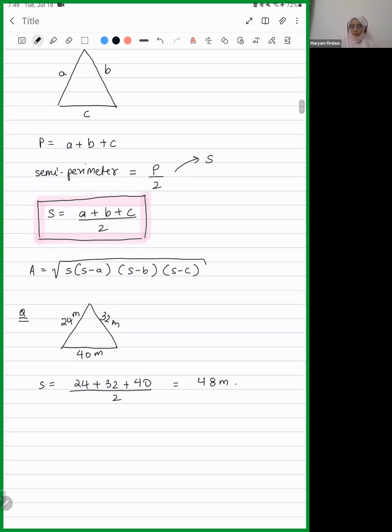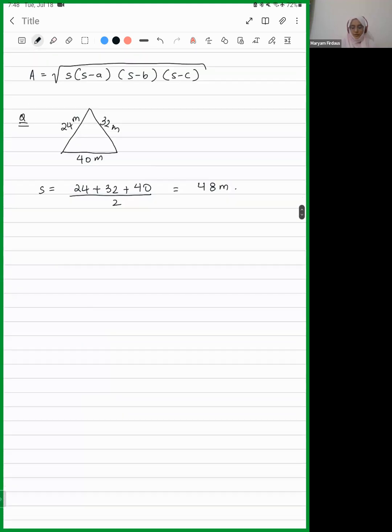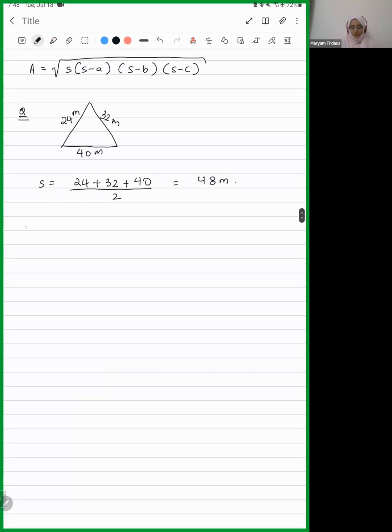Now let's move forward. Now, what is the formula for area? What is Heron's formula for area? It is under root S into S minus A into S minus B into S minus C. Now, what is S?